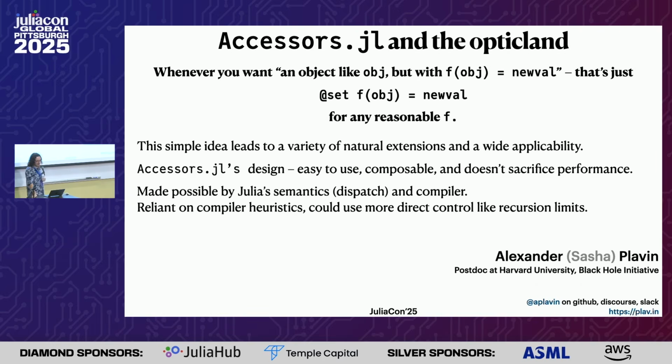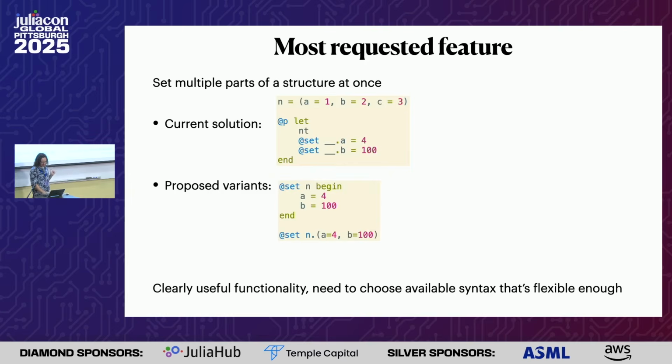This composability and performance are made possible by the Julia semantics, the multiple dispatch, of course, and the compiler optimizations. We crucially rely on compiler optimizations because accessors are often used in hot loops, like in optimization or elsewhere. And this means we could really use some more direct control on the compiler heuristics, such as recursion limits. I think I asked about that on either Slack or GitHub issues at some point, but I guess it's not trivial to add either.